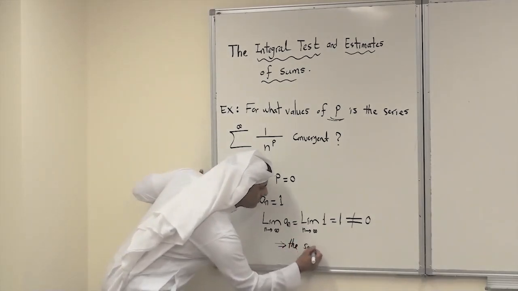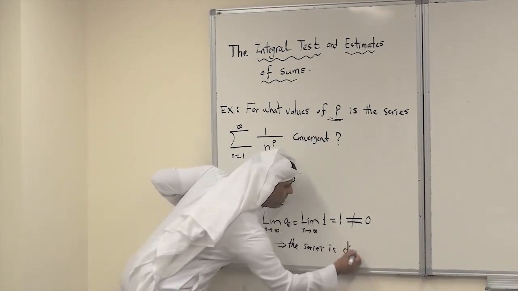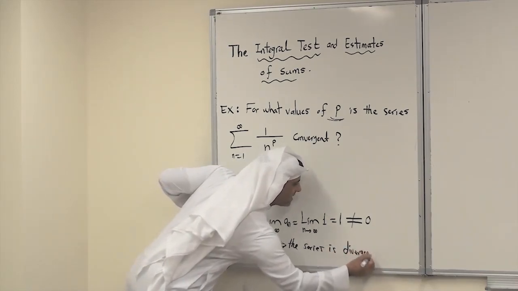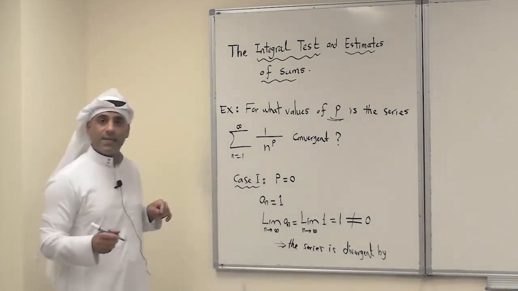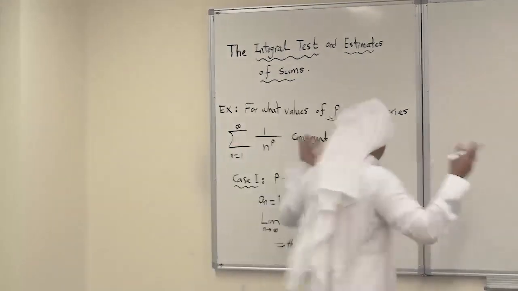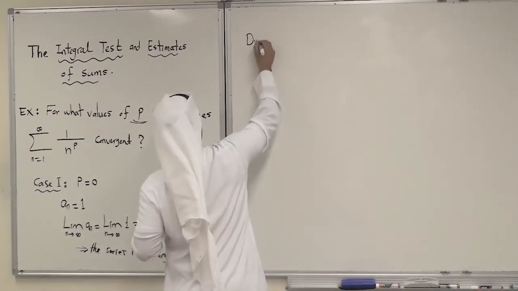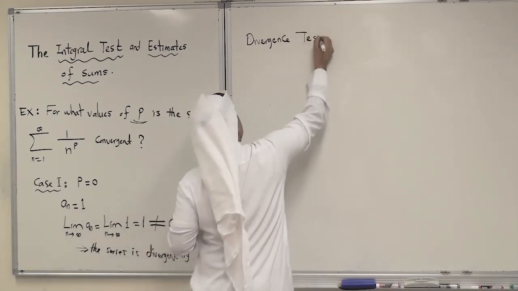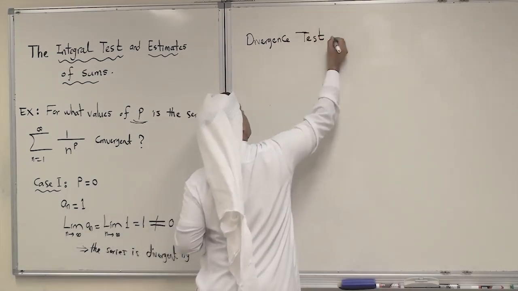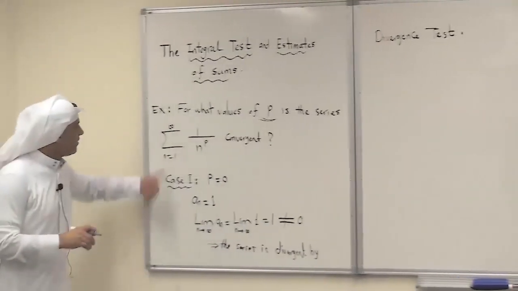The series is divergent. Okay? Now, which test says this? Divergent by what we call the nth term test of divergence. By the divergence test, if you like. Others call it the nth term test of divergence. Fine. That's the first case we have.